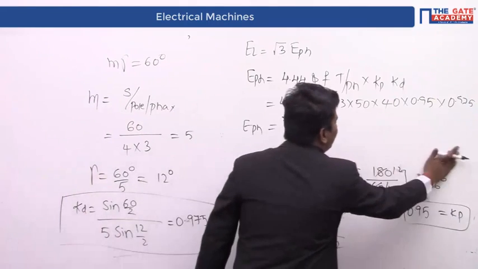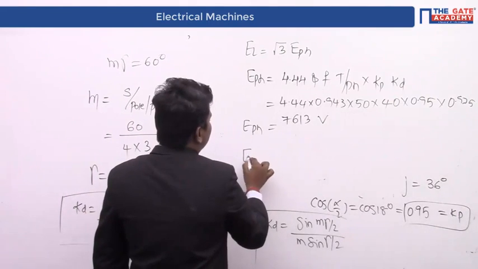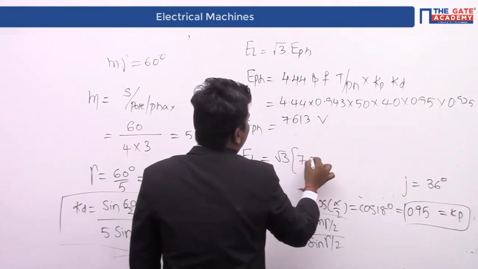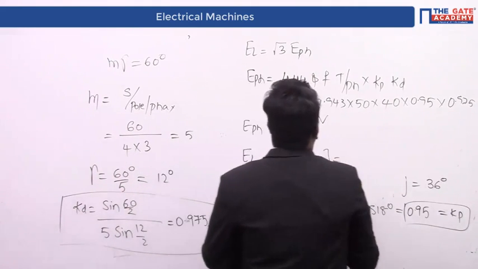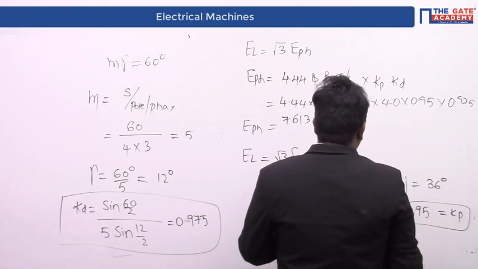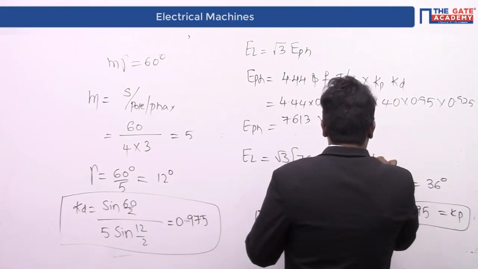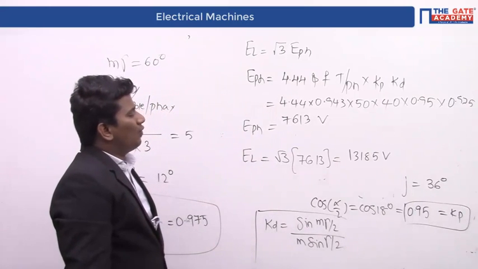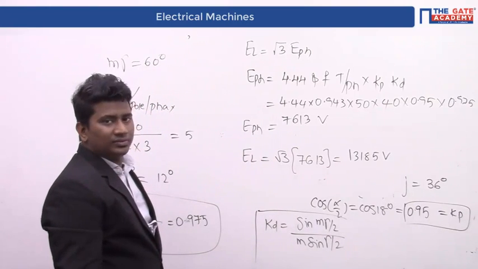Then what is your E line voltage? E line is equal to root 3 times E phase. 7613 volts, then the resultant is 13185 volts. Okay, 13185 volts. Clear?